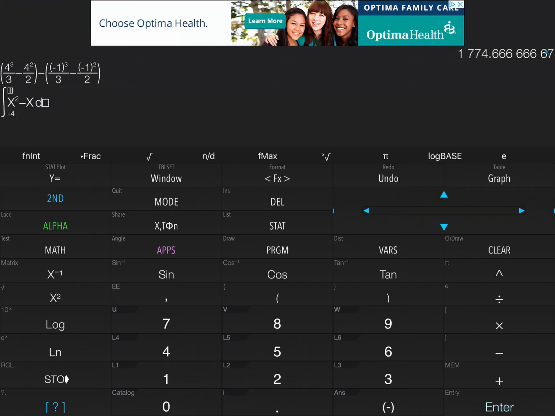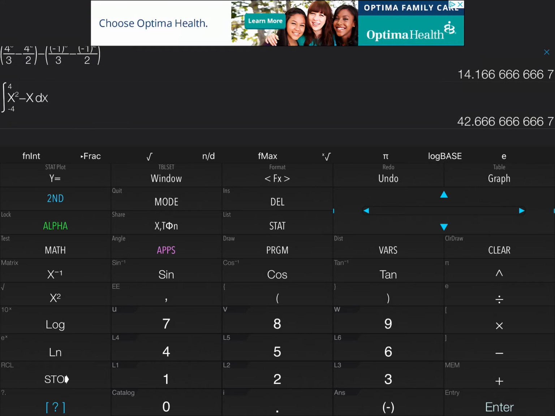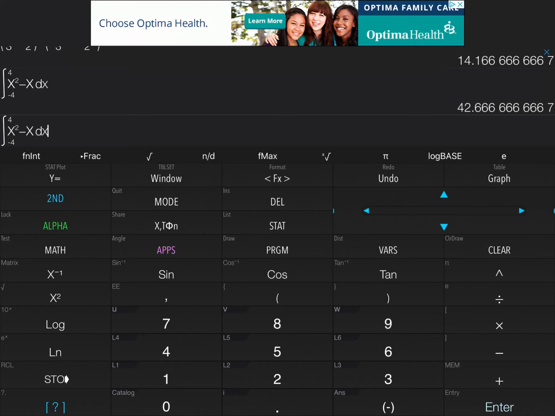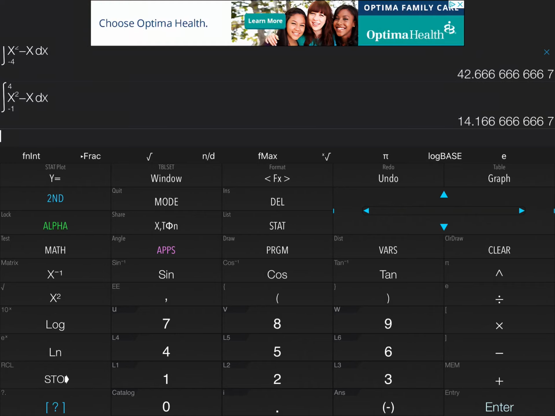X squared minus x. And then the bounds were from what? Negative 1 to 4. And then dx, right? I want to see the exact same number. Oh no, it's not the exact same number. You know why? Because I typed it in wrong. I typed in negative 1 and negative 4 instead of negative 1 and 4. If I hit enter again, yes, that is the right answer. So, always good to check our answers. Why not, if I have this tool available.